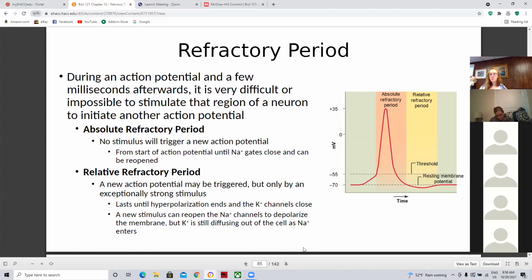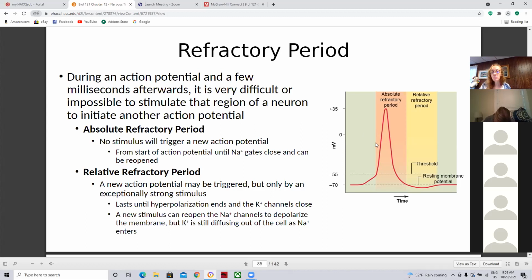During an action potential and a few milliseconds afterwards, it's very difficult or impossible to stimulate the region of a neuron to initiate another action potential right there. Because we have an absolute refractory period and a relative refractory period.